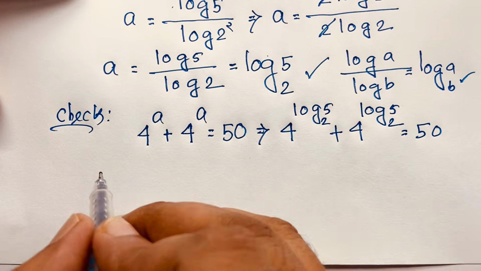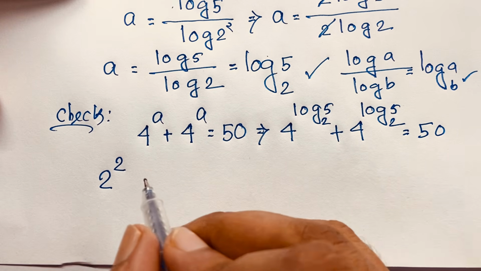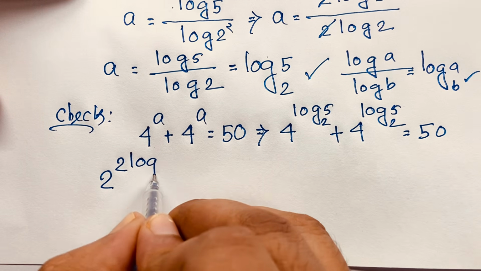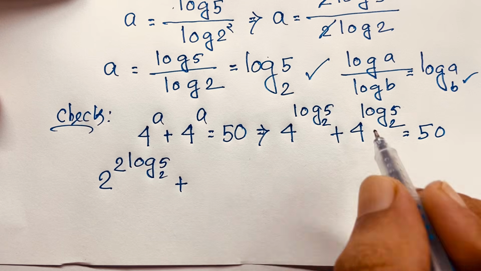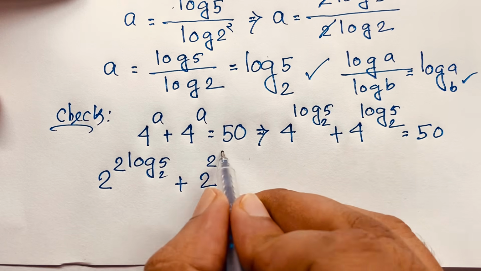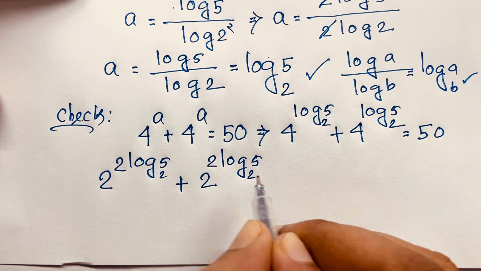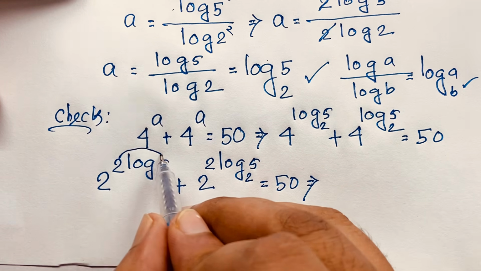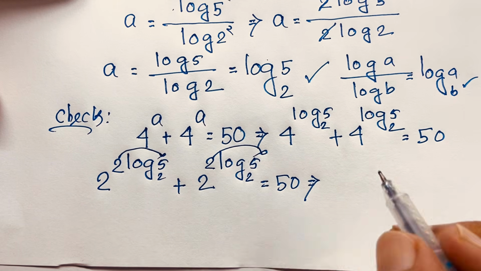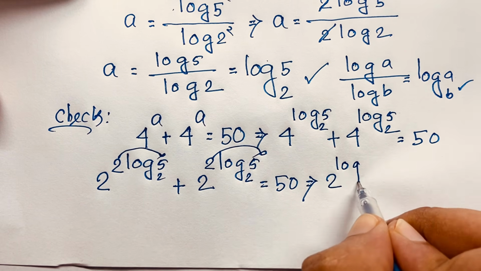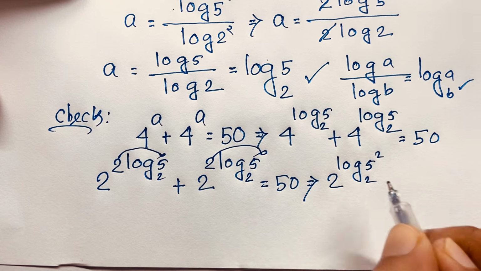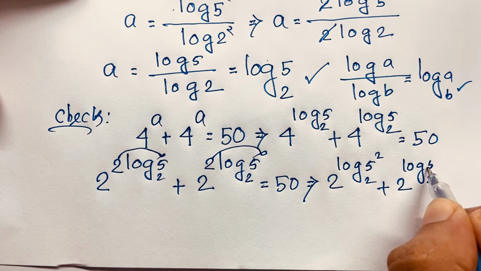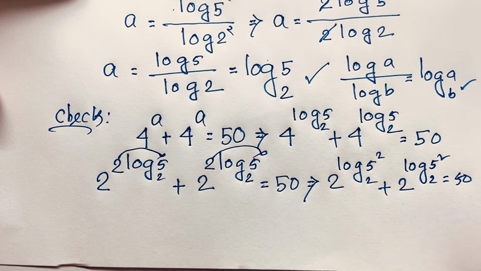Now this 4, you can say, will be 2 to the power 2. 2 to the power 2 is 4, and this 2 times log 5 base 2 will be log 5 base 2. And here same case, this is 2 to the power 2 log 5 base 2 is equal to 50. Then this moves here and this moves here, so it will be 2 to the power log 5 to the power 2, here the base is 2, and this is also the same case, the base is 2 and this is 5 to the power 2, is equal to 50.